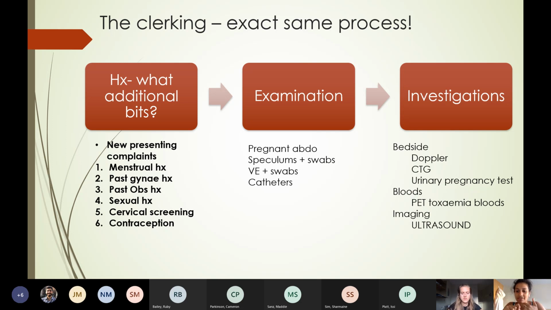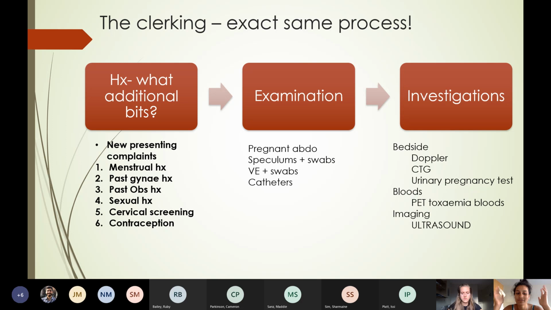With VEs and catheters, the first ones, if you're not quite confident, the good ones to do are when they're in theatre, so when they're in gynae theatre or they're about to have a C-section, because they won't feel it. So that's my tip for the examinations. I'm not going to teach you how to do those because you've got a great clinical skills team.